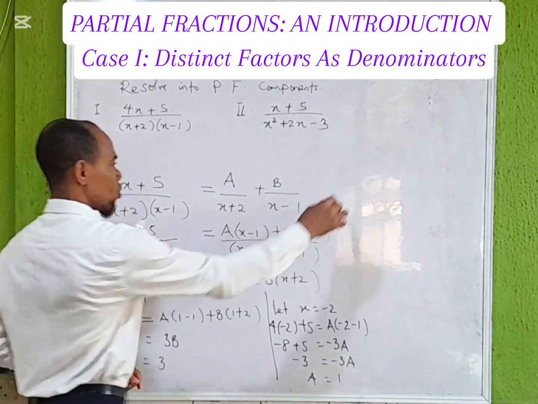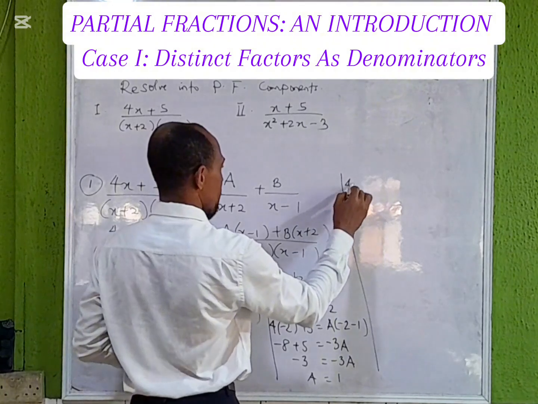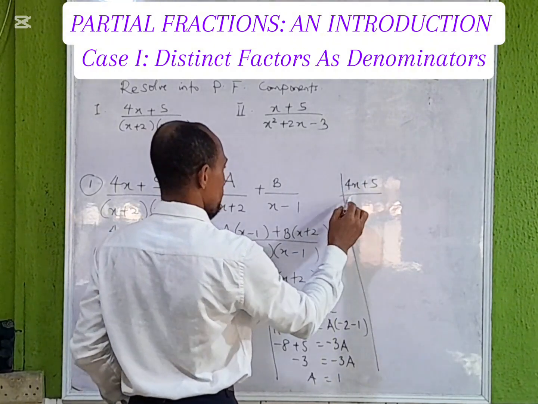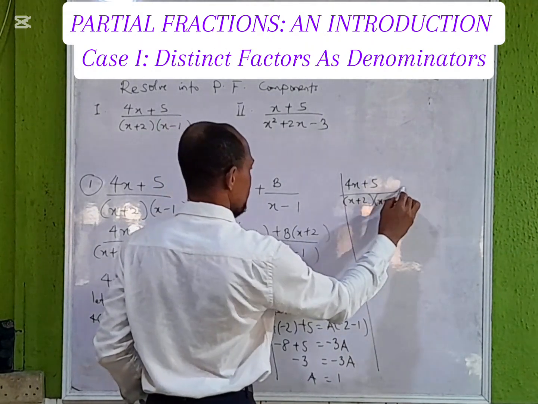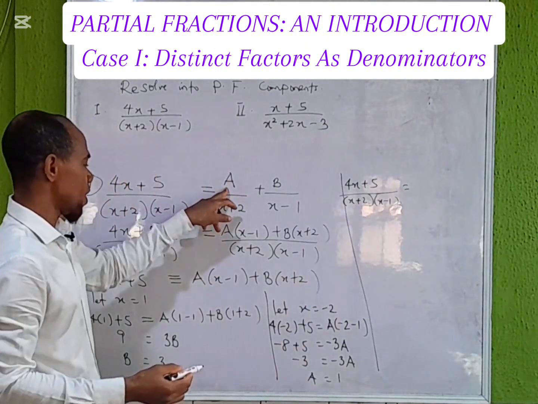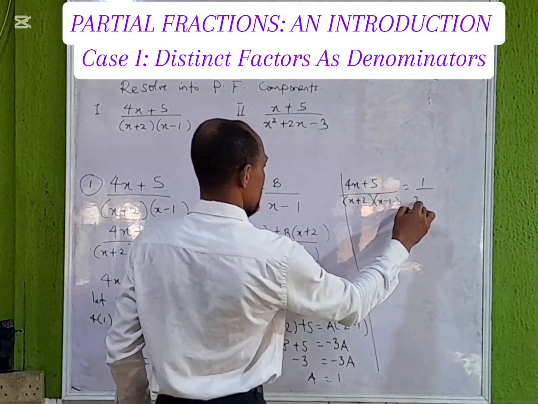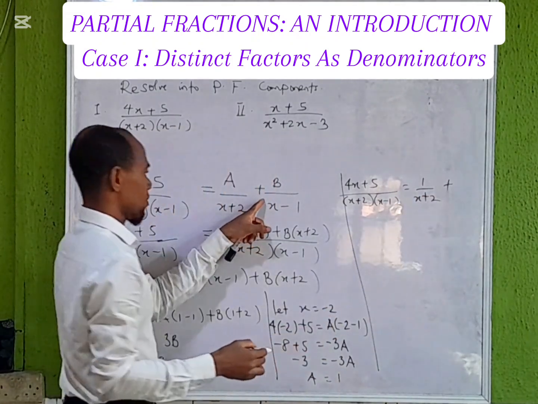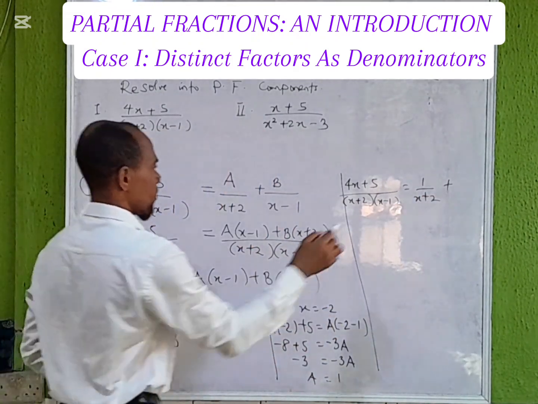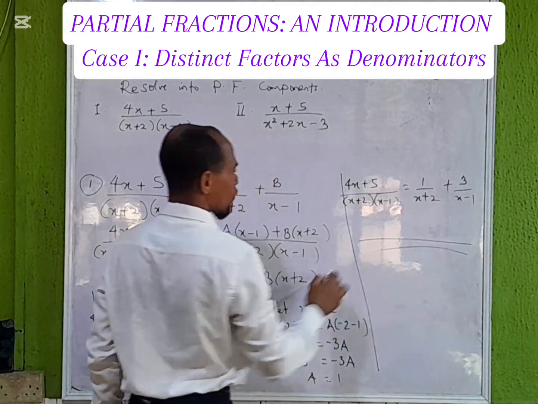We then conclude from here that 4x plus 5 over x plus 2, x minus 1 is equal to, just using this, A is 1, so 1 over x plus 2, plus B is 3, that's 3 over x minus 1. And that is the solution.